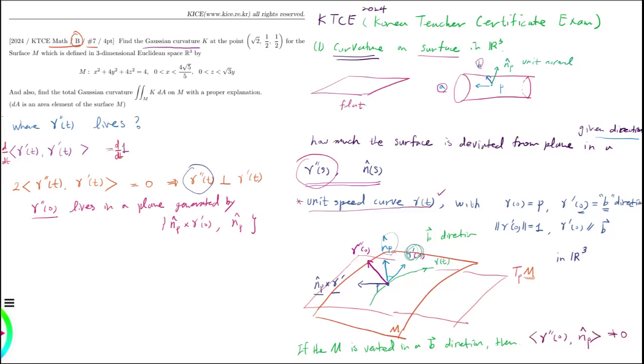Okay, so in this part, the information about how the surface is bent in a given direction is the inner product of the second derivative with its unit normal vector here. So this inner product will give us the information. It is called the normal curvature.